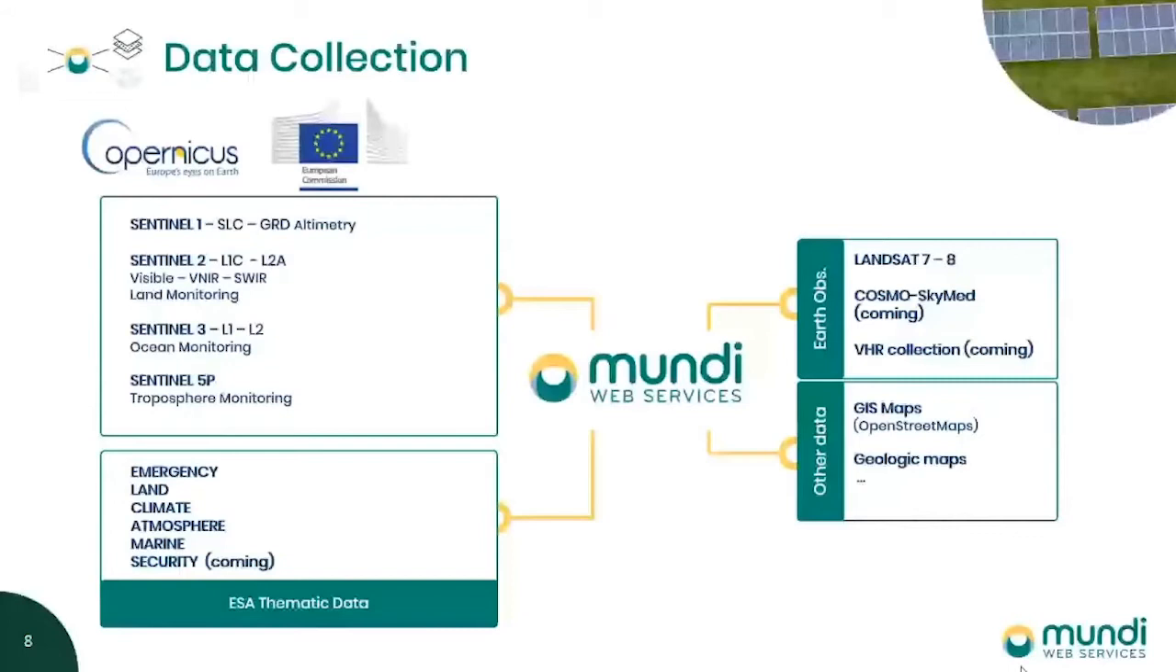Other missions that we also host are Landsat 7 and 8. And we have upcoming missions like Cosmo-SkyMed, which is a SAR collection that is coming, and also we will have very high resolution data before the end of the year. We're working on it, and we're almost there to offer this kind of collection to our users. We also have other data that support services, like GIS maps. Here it's mentioned geologic, but we are also working on a weather service which will provide some data regarding weather forecast.